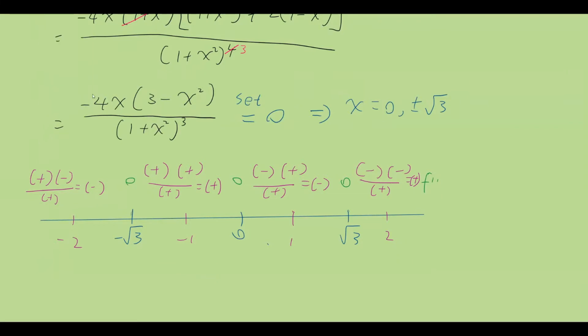So let's summarize this. To the left of negative square root of 3, it's concave down. Between negative rad 3 and 0, it's concave up. And between 0 and positive rad 3 is concave down. And then to the right-hand side of radical 3, it's concave up.